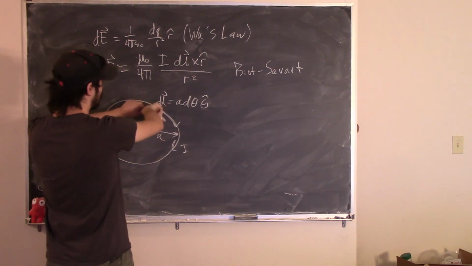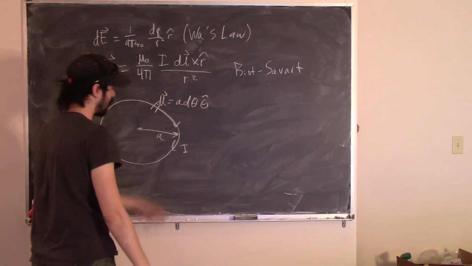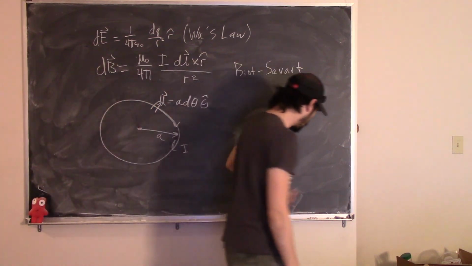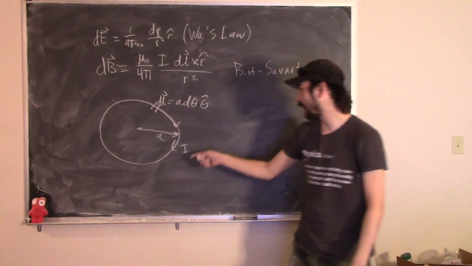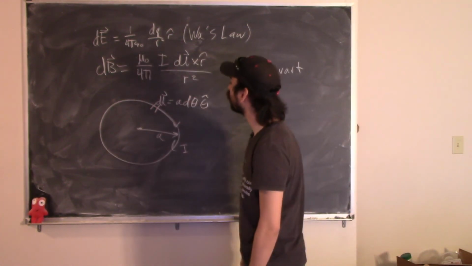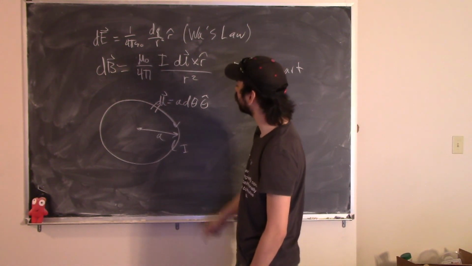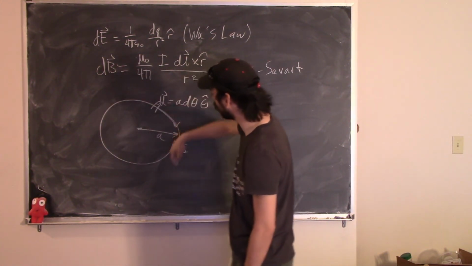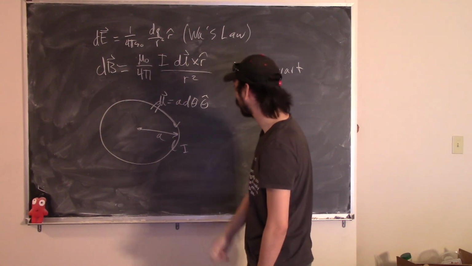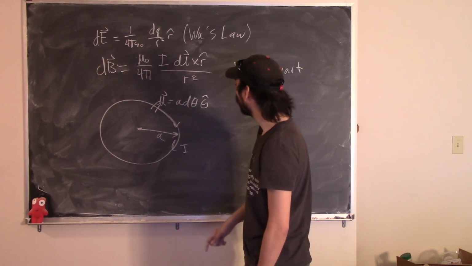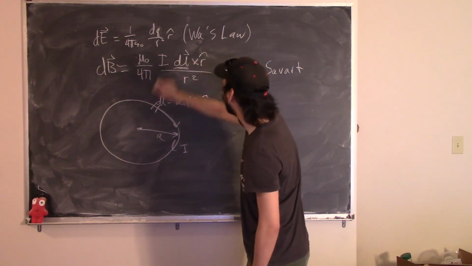So dl contains the directional information for the current. You see, the current's just a scalar quantity. It's just I. But dl is really what's carrying the vector information. It says where the current is going and in what direction. So that's dl. So we've defined dl.